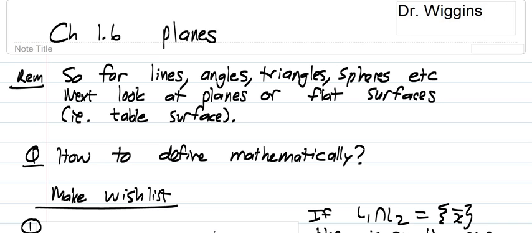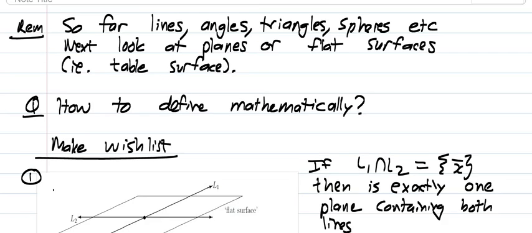Now, I'm sure you're going to make a list of things that you would like Father Christmas to bring you at the end of the year. So let's do the same thing. Let's think about planes and make a wish list of what properties we would like planes or flat surfaces to have. So, the first one on our wish list is the following.